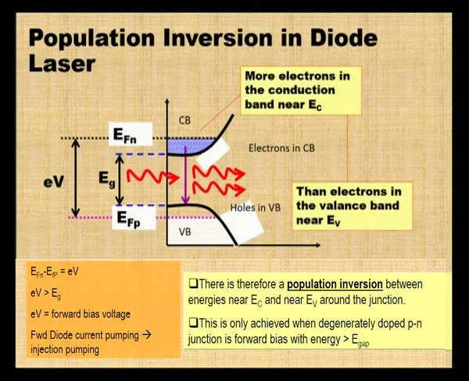Here, the current pumping from the lower band to the higher band has already happened due to the forward current. The pumping action has already taken place, and due to this the inversion happened.